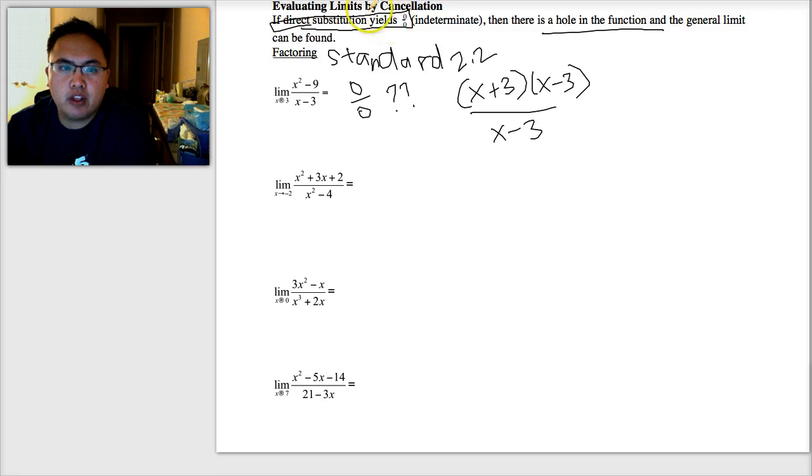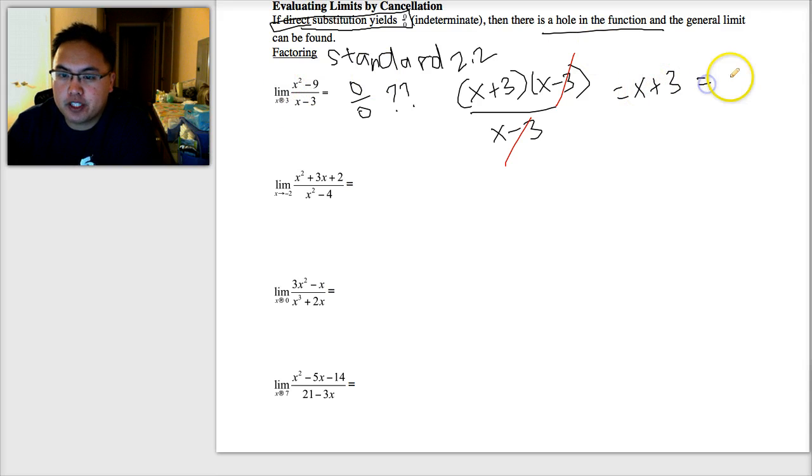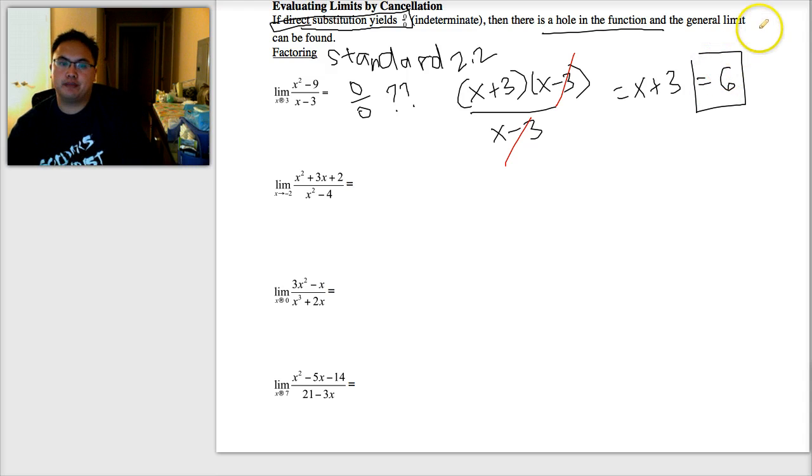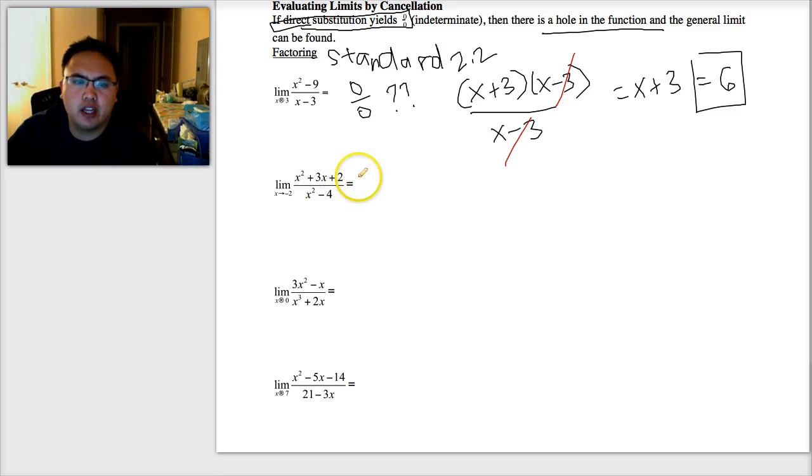Now I notice that there's an x minus 3 on the top and on the bottom, which means this whole problem really just means x plus 3. Now that I've canceled out something, I can go back and try plugging in 3 again. If I plug in 3, 3 plus 3 equals 6. So that is the limit as x approaches 3. Same thing with this one down here.